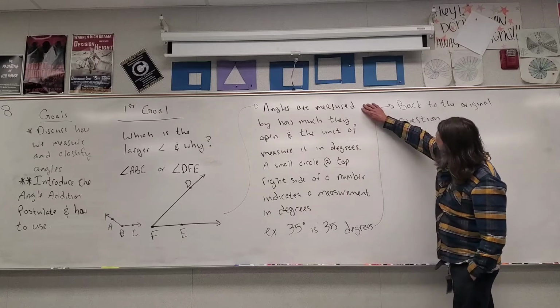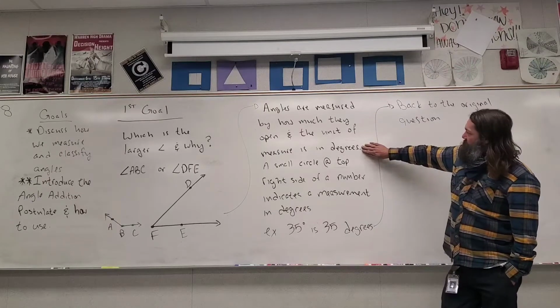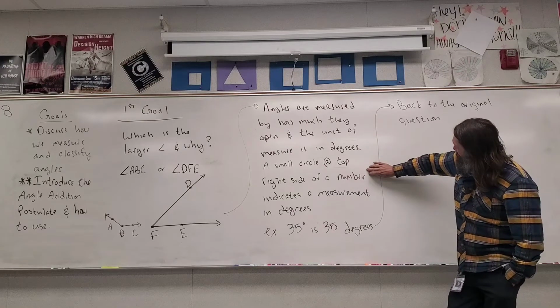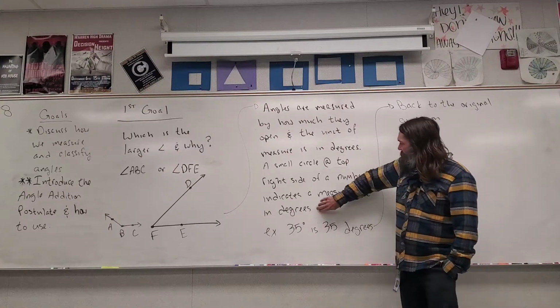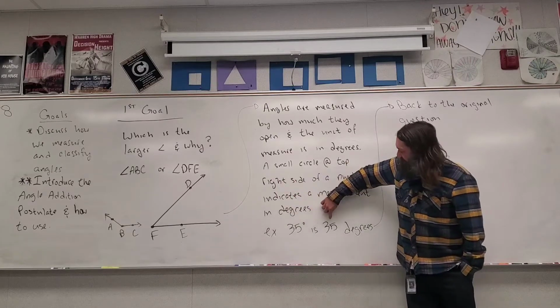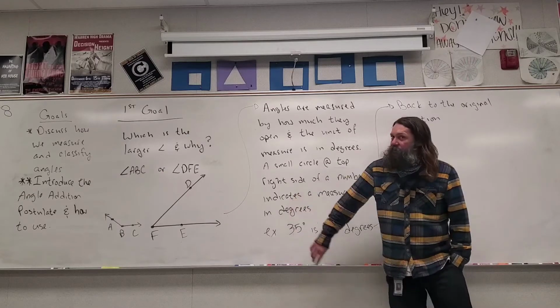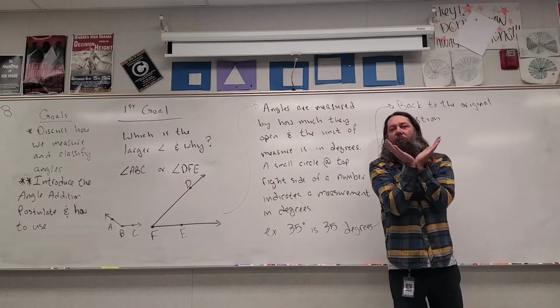Angles are measured by how much they open, and the unit of measure is degrees. A small circle at the top right of the number indicates a measurement in degrees. For example, if I see this, it literally translates to 35 degrees. This is not a zero exponent. It means that I've measured an angle, how much something opens.